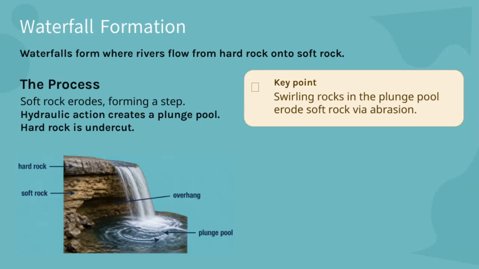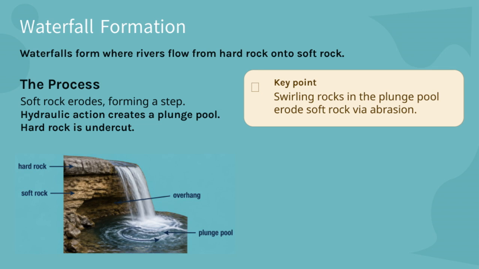Now let's move on to one of the most dramatic upper course landforms, waterfalls. Waterfalls often form where a river flows over bands of hard rock and soft rock. The hard rock is more resistant to erosion. The soft rock is less resistant, so it erodes more quickly. At first, the river flows over both rock types. But over time, the soft rock is worn away faster. This creates a step in the riverbed. As water falls over the step, it hits the soft rock below with force.